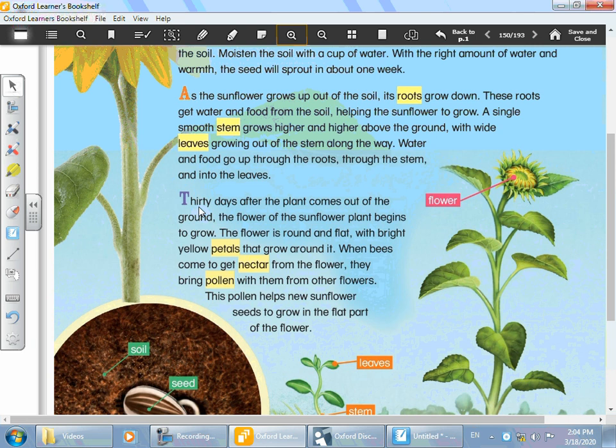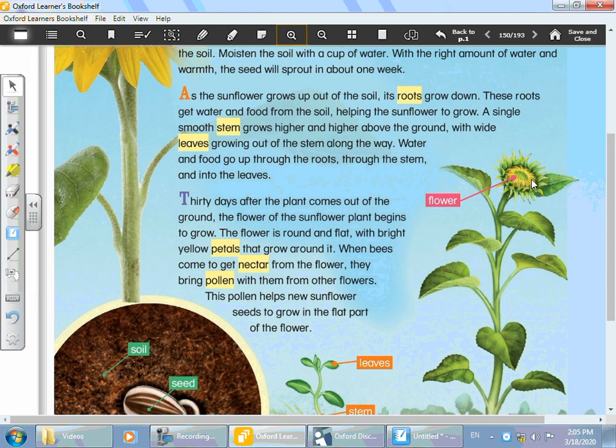30 days after that, the plant comes out of the ground. Okay, so after 30 days, the plant comes out of the ground. The flower of the sunflower plant begins to grow. Here, see the flower? It begins to grow. The flower is round and flat.